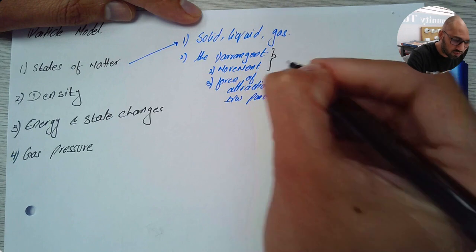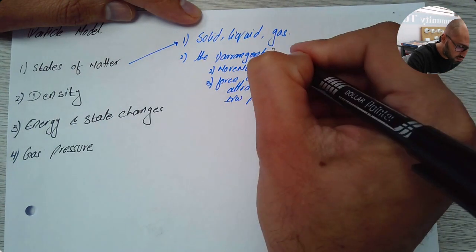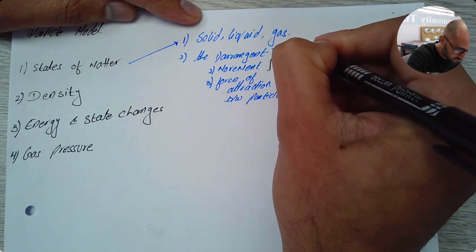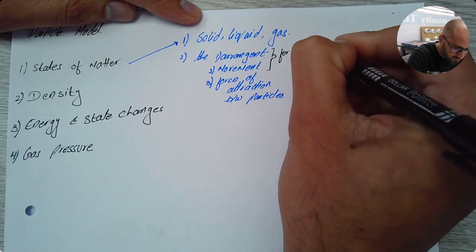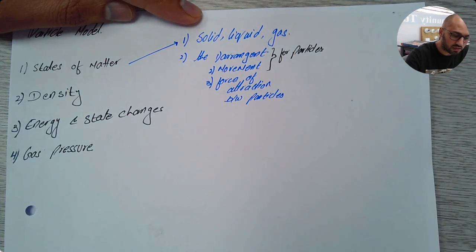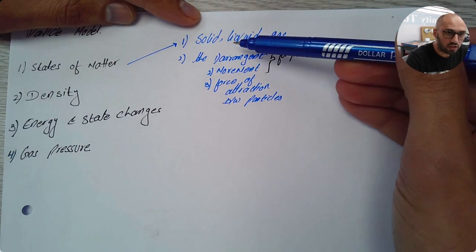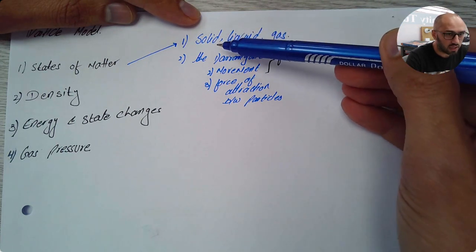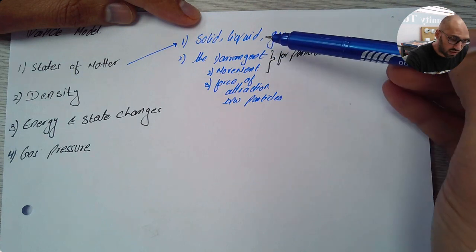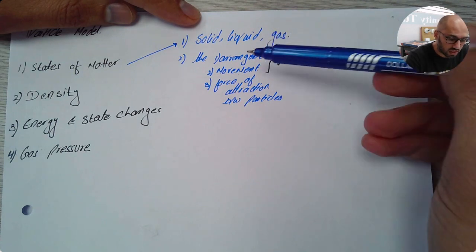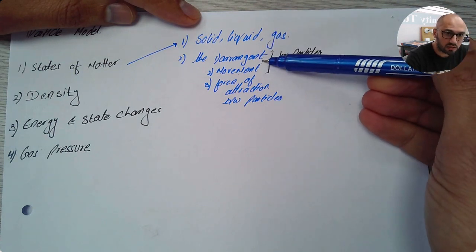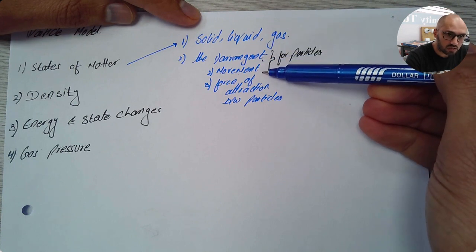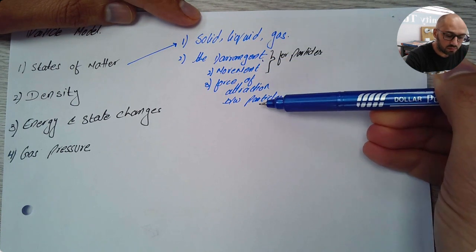So when it comes to movement and arrangement, this is for particles. And when it comes to the force of attraction, it is between particles. In your exam, a question may ask you to describe a state as solid, liquid, or gas. In response to that question, you'll have to write a sentence about the arrangement of particles, about movement of particles, and force of attraction between the particles.